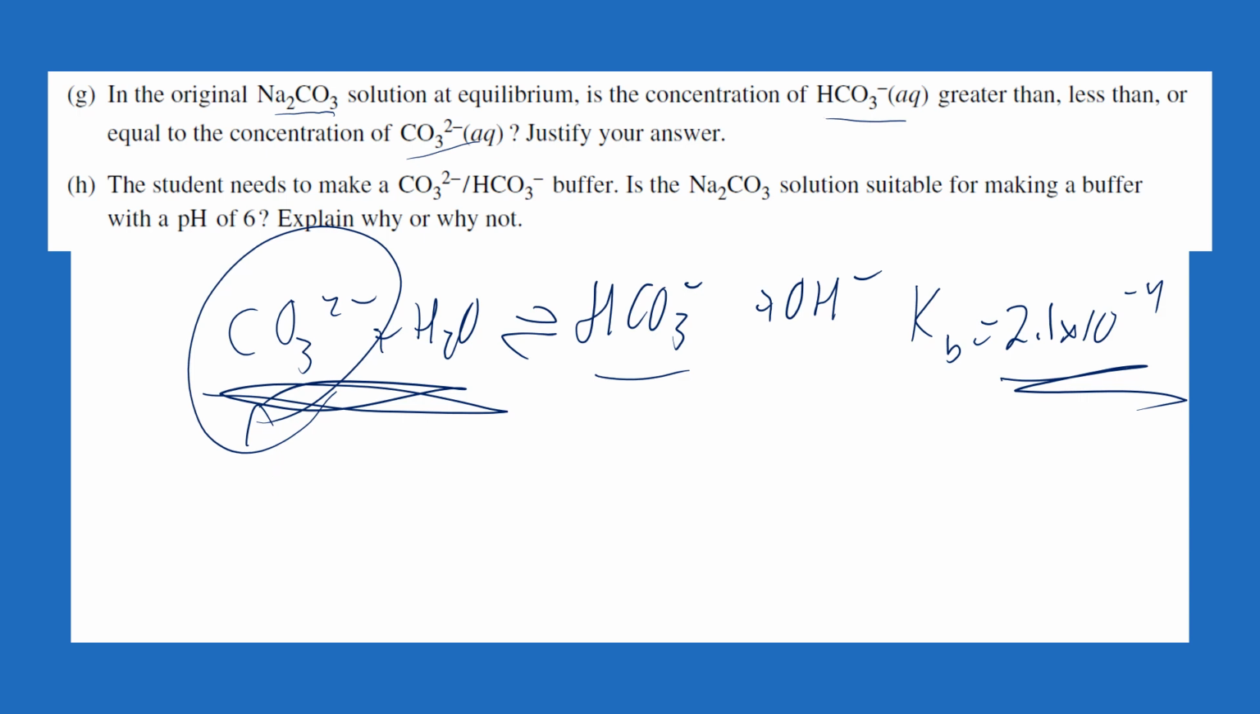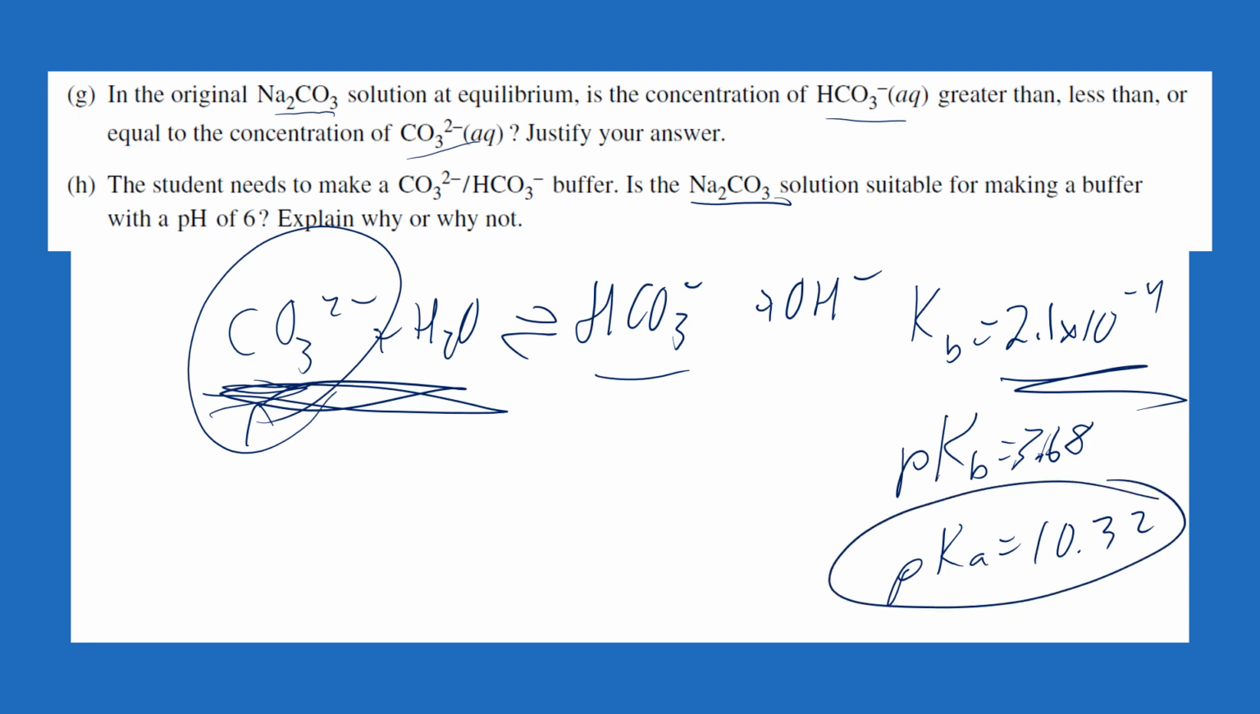And then we need to make a buffer out of these things. Is this carbonate solution suitable for making a buffer with a pH of 6? And explain why or why not. So what you could do to figure this out is find the pKb first. So you would take the negative log of the Kb, which is 3.68. And then you would subtract that from 14 to get the pKa. So 14 minus 3.68 is 10.32.